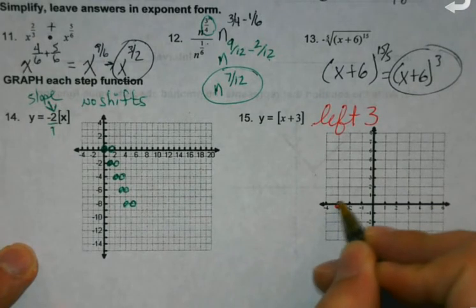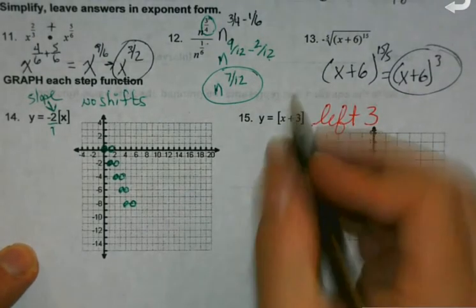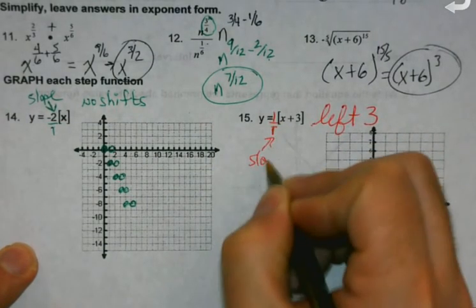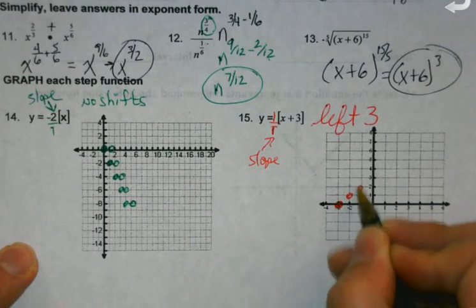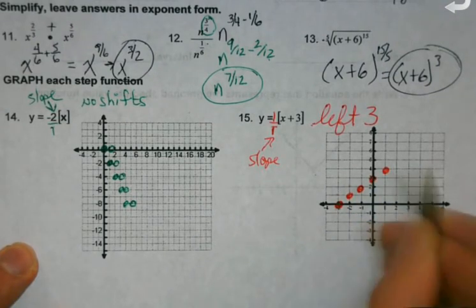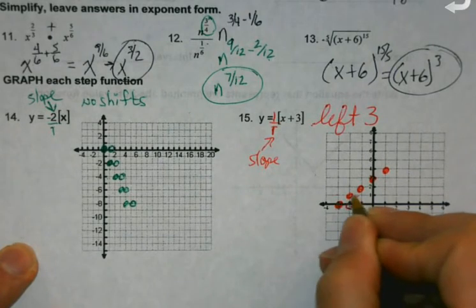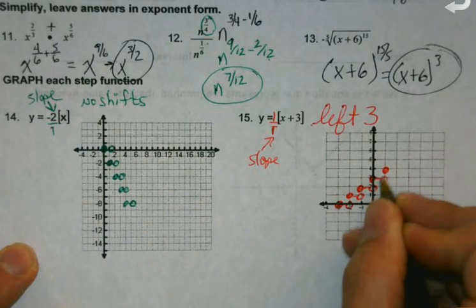That's my first point. What's my slope on this one? 1, or 1 over 1. So I go up 1 and right 1. And again, you want 5 steps. And once I get those first dots in there, just making those mini barbells.